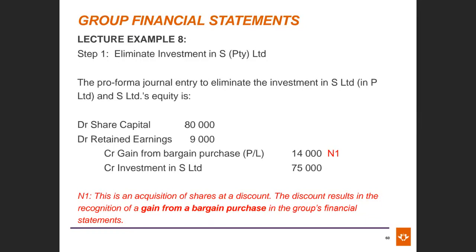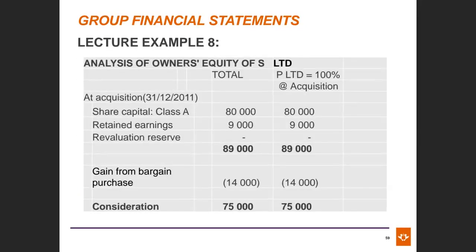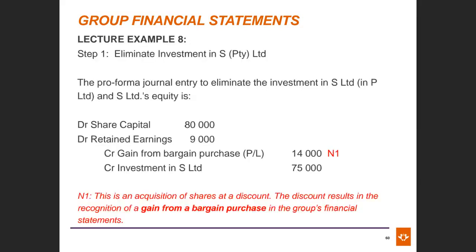So then S Limited had a credit of retained earnings of 9,000 Rand. We need to eliminate that, so we are going to debit retained earnings 9,000 Rand. Then investment in S: how much was paid for S Limited? P Limited paid 75,000 Rand for S Limited.